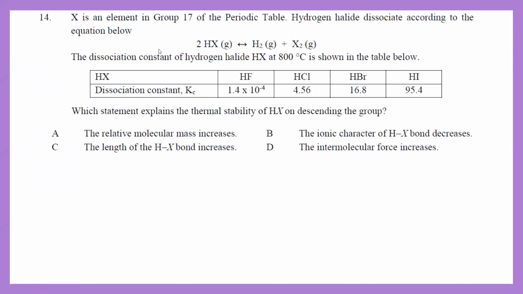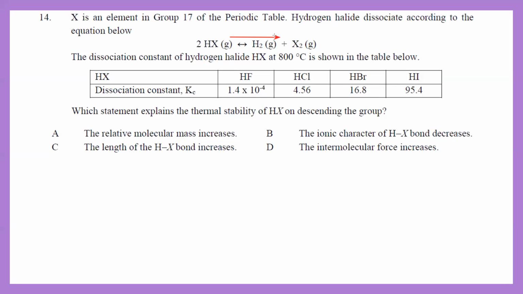X is an element of group 17 in the periodic table. Hydrogen halide dissociates according to the equation 2HX gives H2 plus X2. So the dissociation constants of the hydrogen halides at 800 degrees Celsius are shown below. The dissociation constant Kc for HF is 1.4 times 10 to the negative 4, which is not high, quite low. And then HCl can be broken more easily, HBr even easier, and HI is even higher. So the greater the Kc in here, the more the equilibrium shifts to the right, because that means you have more products.